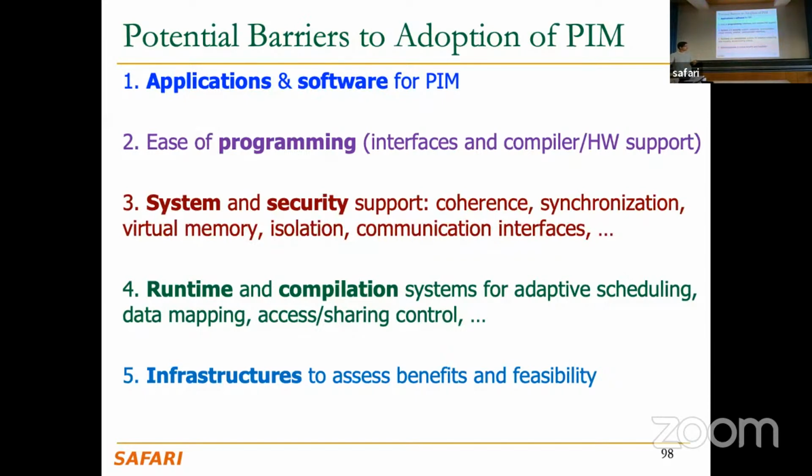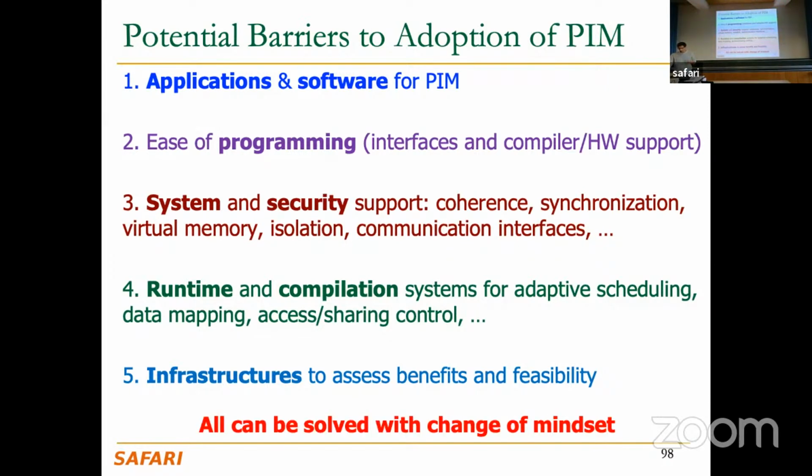Runtime and compilation systems for adaptive scheduling, data mapping, access sharing, and control. We have already talked about adaptive scheduling, and we are going to review some examples next. And finally, infrastructures that we can use to assess benefits and feasibility. This includes, for example, simulators, right? There were no processing in memory simulators a few years back. After some people have done research in academia, there are now some open source simulators that can be used for further studies.